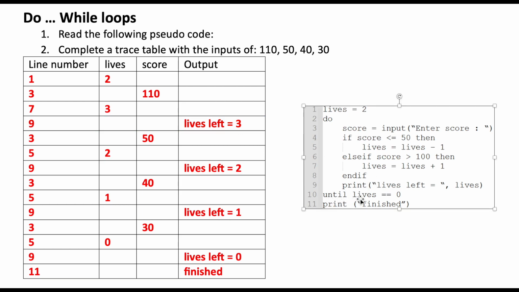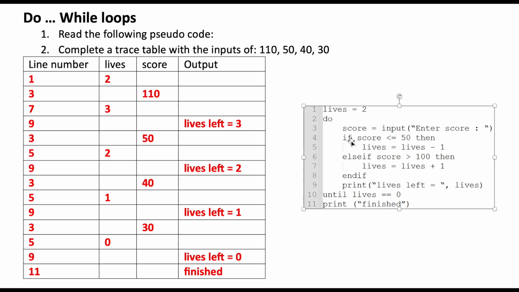The until line will then be evaluated, until lives is equal to 0. Lives currently is 3, so therefore that is false. So we jump back to line 3 and we input the second of our inputs, in this case which is 50. So this is shown on line 3 in our trace table and the data 50.